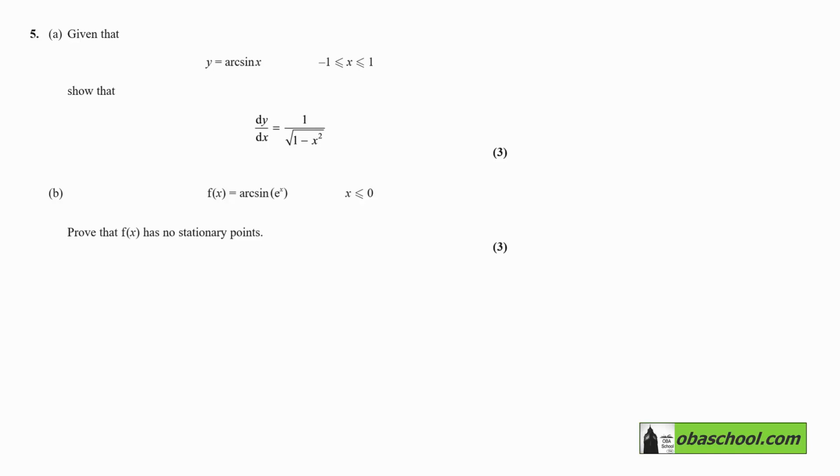Given that y is equal to arcsine x, we want to show that dy/dx is 1 over the square root of 1 minus x squared. So let's start with y is arcsine x. Take the sine of both sides and we get sine y is equal to x.